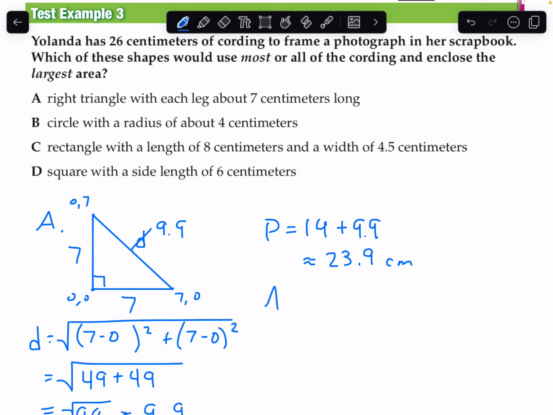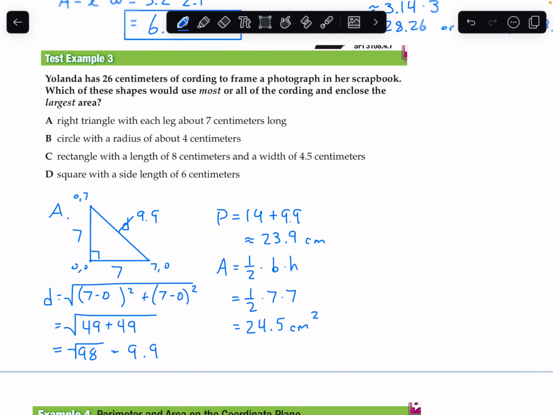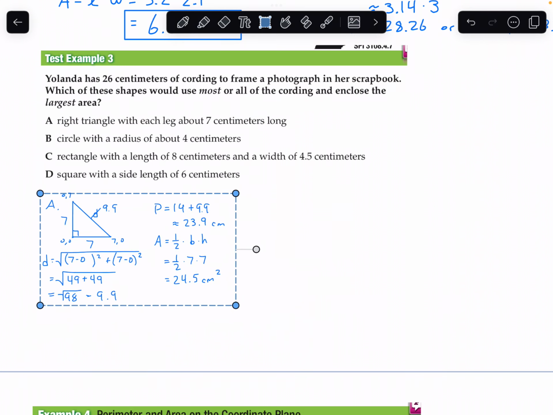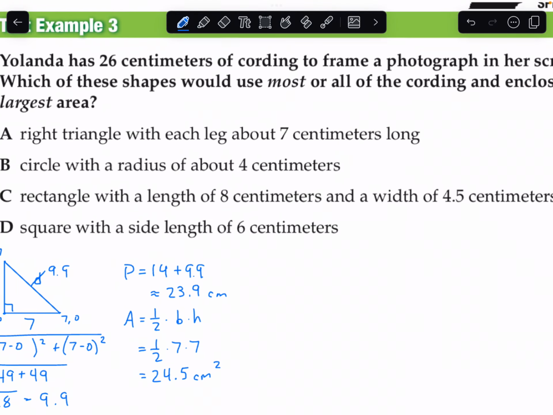And what will be the area of this shape? Area of the triangle is 1/2 base times height, both of which are 7s here, so this is half of 49, 24.5 centimeters squared. Okay, so that's one possible shape. Shrink that down and set it aside. How about the next one?